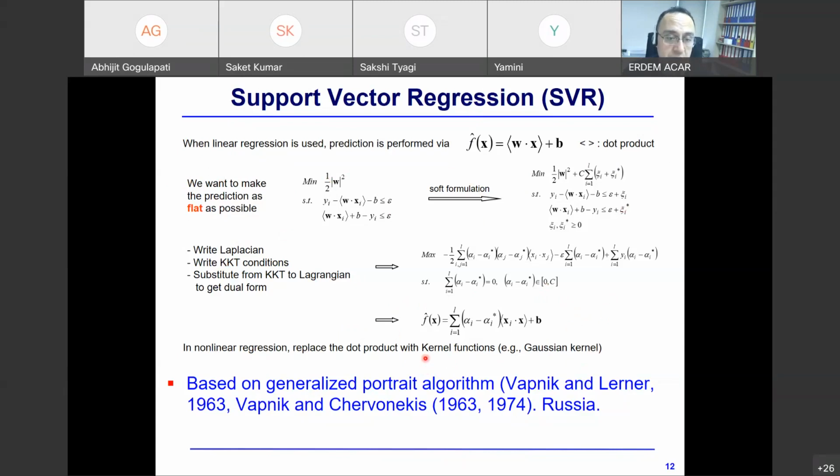And over here, we want to replace the dot products with some kernel functions in nonlinear regression. Usually, Gaussian kernel functions are used. This support vector regression is based on the generalized portrait algorithm developed by Vapnik in Russia.